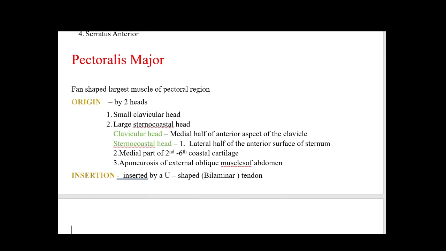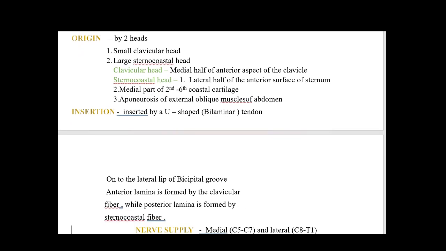Let's study its insertion. It is inserted as a U-shaped tendon on the bicipital groove, lateral lip. Do you know where the bicipital groove is? The bicipital groove is located on the anterior surface of the humerus. It has two lips, a lateral lip and a medial lip, and a groove between both of these lips. So it is inserted on the lateral lip of the bicipital groove.